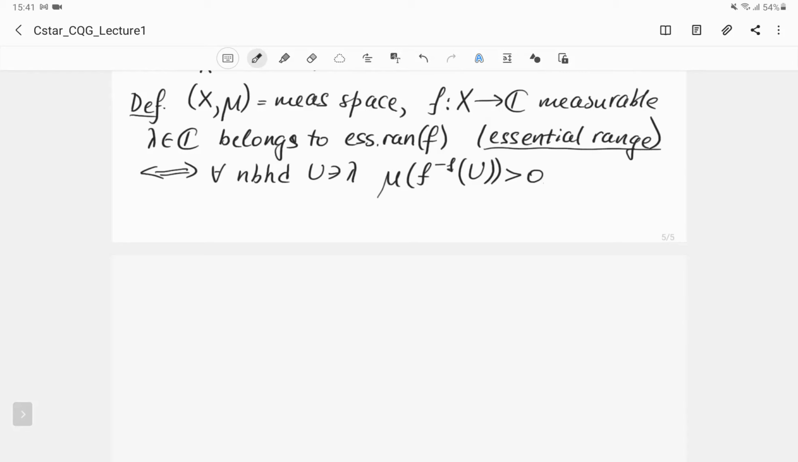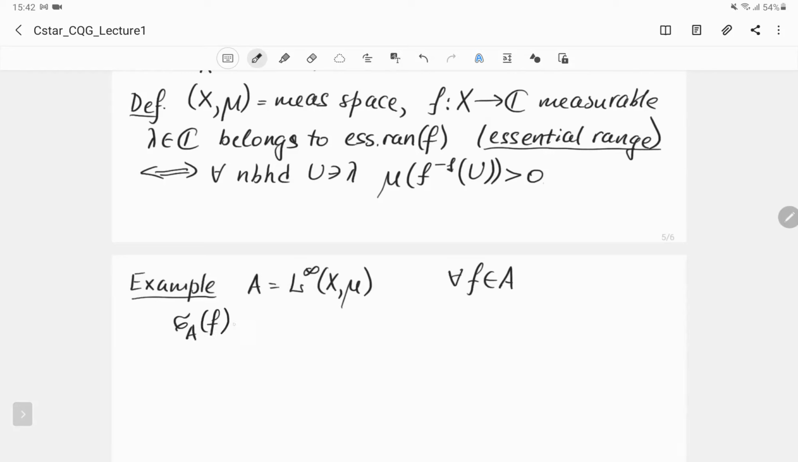Now, the spectrum of any element in the Beagle infinity algebra can be described as follows. So if A is the Beagle infinity algebra, then for each element f in A, the spectrum of f is nothing but the essential range of f. This is a simple exercise.